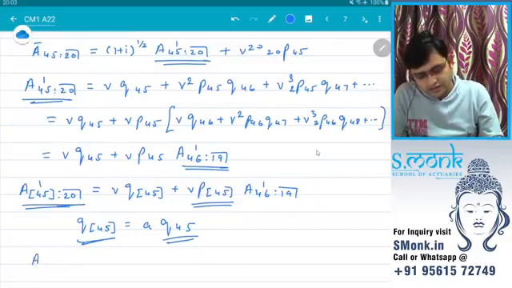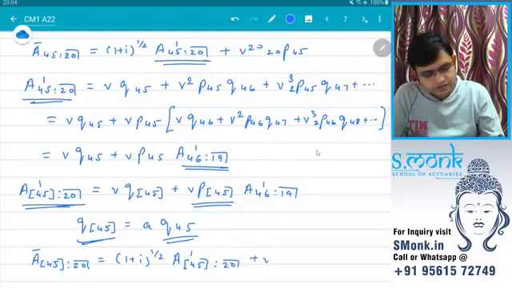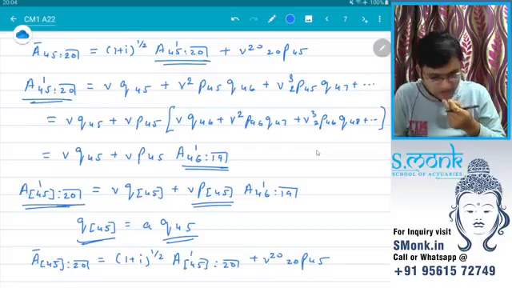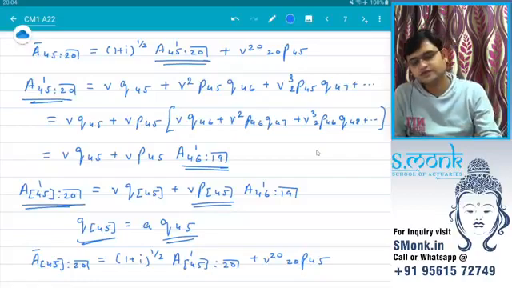And then your A bar select 45:20 will just be 1 plus i raised to half times A select 45:20 plus v raised to 20 20p45. Just reversing everything. You just have to substitute, find all the values and solve it.